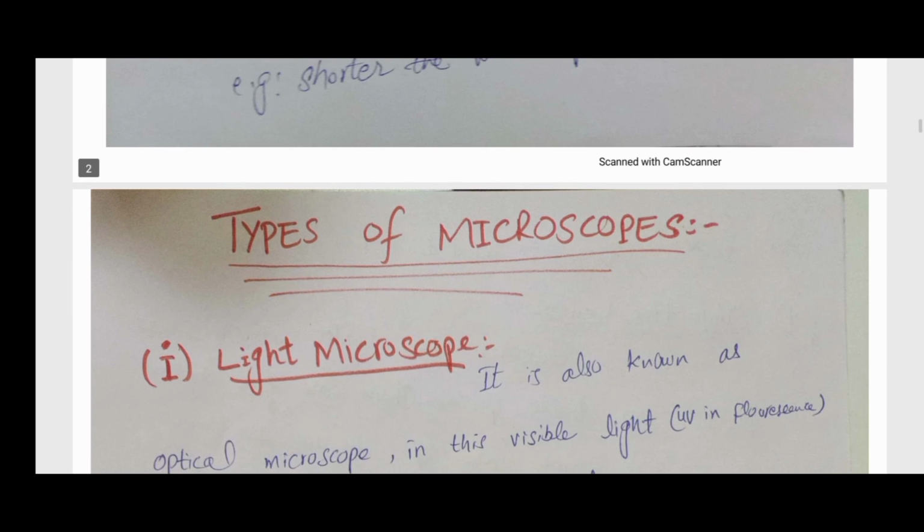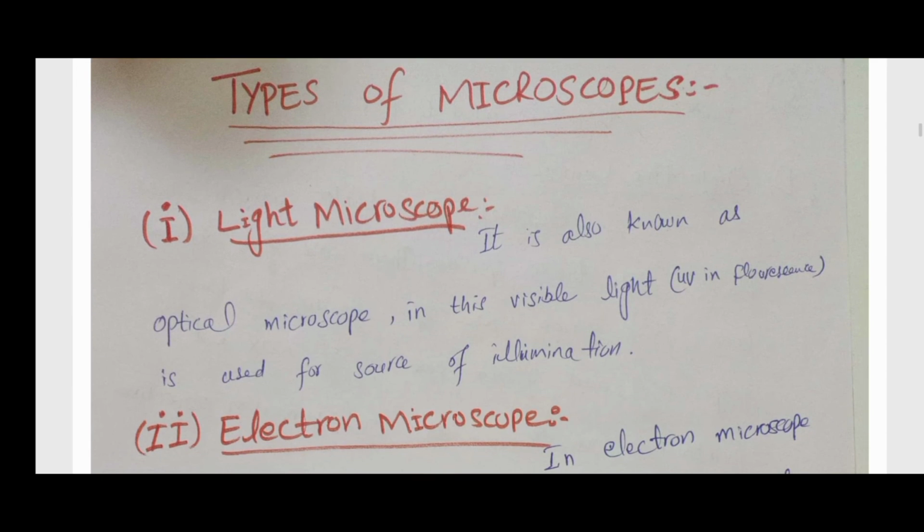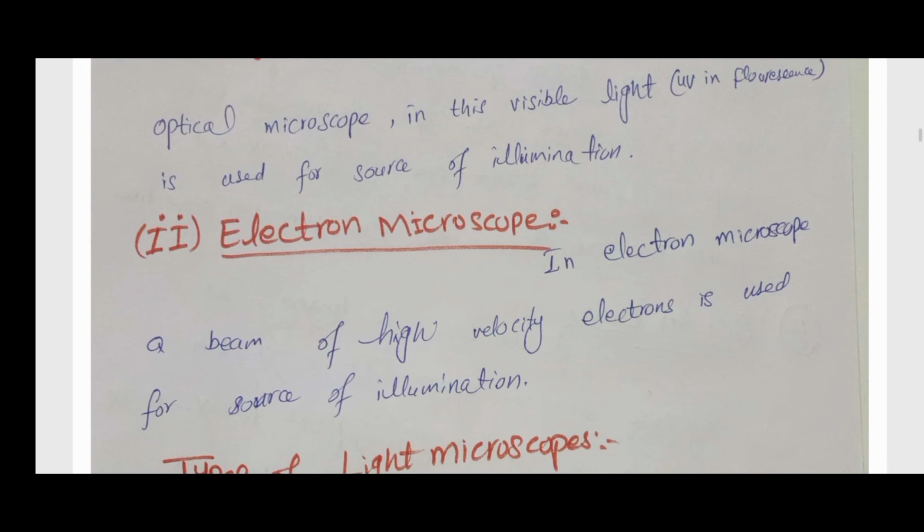Next we learn about the types of microscope. There are two types of microscope: the light microscope and the electron microscope. The basic difference depends on the source of the light. In the light microscope we use visible light, such as ultraviolet light in the fluorescent microscope, and in the electron microscope we use a beam of electrons as the source of illumination.